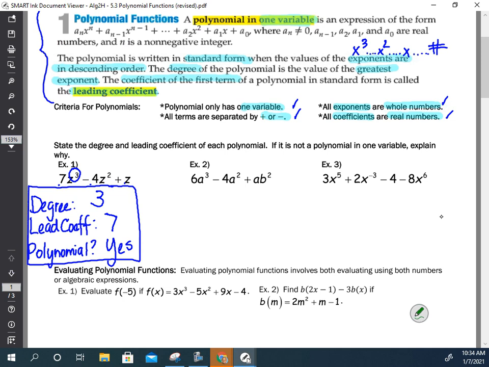Example 2, we're going to do the exact same thing. Degree, leading coefficient, and is it a polynomial? So for the degree, I'm looking for the biggest exponent. So that's 3. The leading coefficient is the number in front of the variable with the biggest exponent.